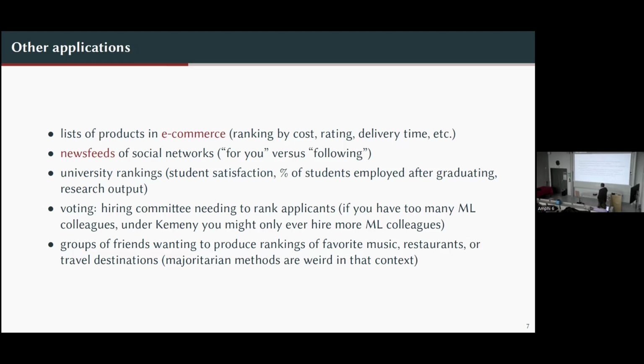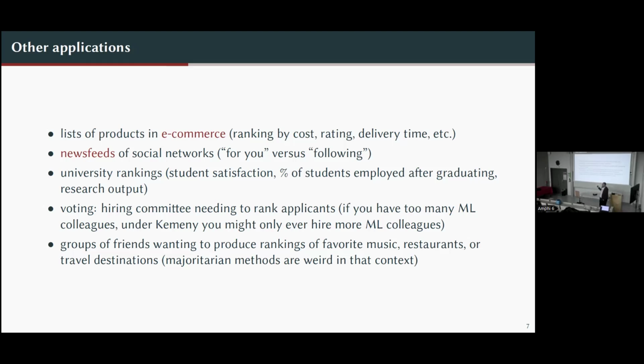It could also be the case in low stake situations where you want to aggregate different people's opinions. For example, a group of friends. Maybe in a group of friends, it's not actually appropriate to do a majoritarian type of voting rule. Just because 3 out of 5 friends agree doesn't mean that you should always follow their opinion on everything. You need to compromise.